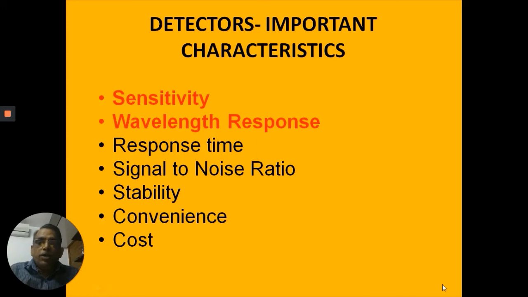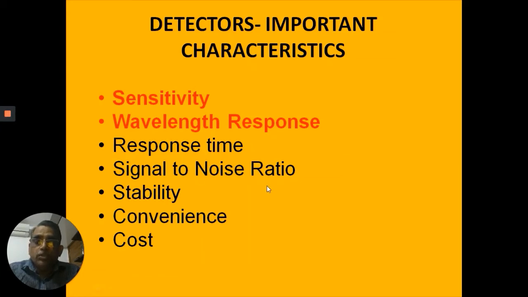And the second point you always look at is the spectral response, what wavelength your detectors can cover. They can cover the ultraviolet region, blue region, red region in the visible, or the NIR region, and so on. So the wavelength response is also important. These two are very prime important characteristics when you look for detectors. The third one is the response time, how fast it responds. That is going to be an important parameter when you want to use it for time measurement applications.